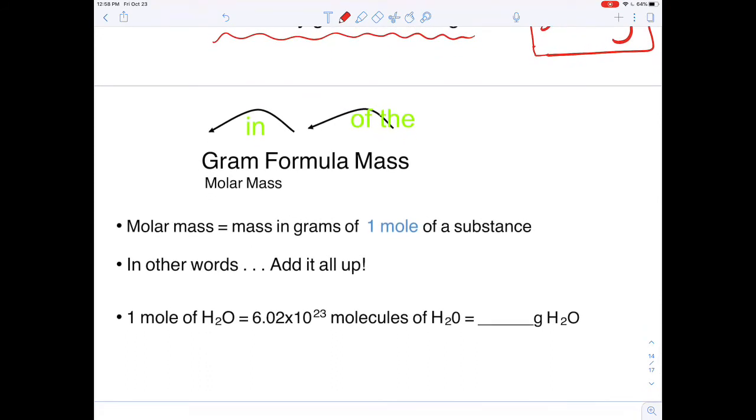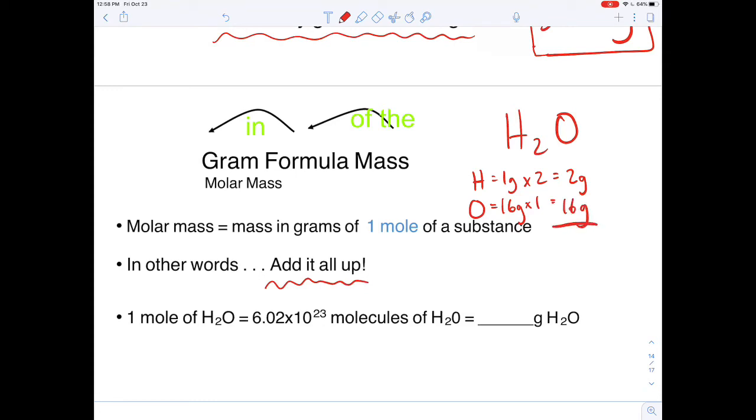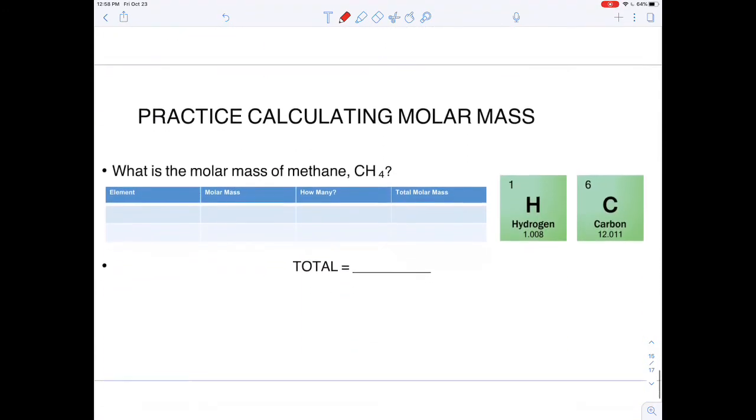So, what if we had a chemical compound, something like H2O? How would we figure out the molar mass? Well, all we have to do is add it all up. So each hydrogen is equal to 1 gram. I've got 2 of them, so that's 2 grams total. Each oxygen is 16 grams. I've only got 1 of those, and so that's 16 grams. In total, if I add that up, what's the total molar mass for water here? 18 grams is correct. Let's practice a few more.